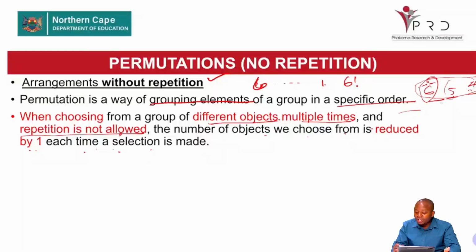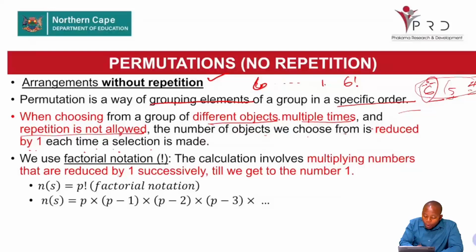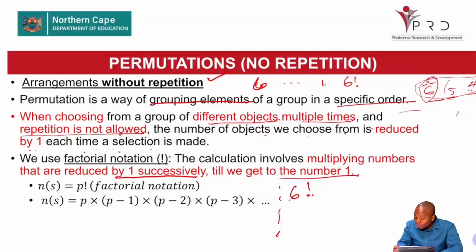So that's what I'm saying. First one we had 6 faces. We take 1. We remain with 5 for the second one. So for the second event, we have 5 choices. Then for the third event, how many choices do we have? 4 choices in that case. Now, we use a factorial notation to calculate, which is the calculation involving multiplying numbers when they are reduced by 1 successively until you get to number 1. So we can only say 6 factorial if we start from 6 and go to 1. If we just say 6, 5, 4, we can't say 6 factorial. Why? Because it must be reduced by 1 until the number 1.